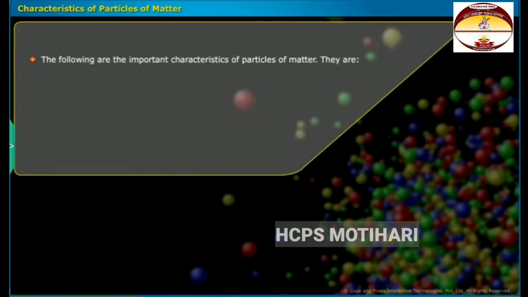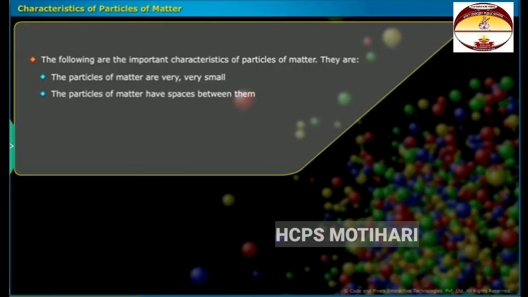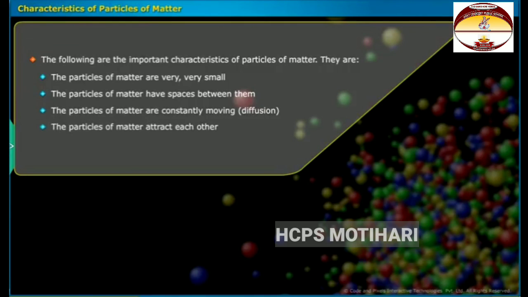The following are the important characteristics of particles of matter. They are: the particles of matter are very, very small. The particles of matter have spaces between them. The particles of matter are constantly moving, diffusion. The particles of matter attract each other.